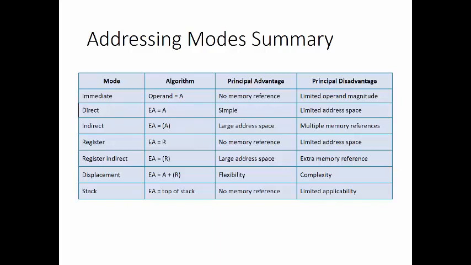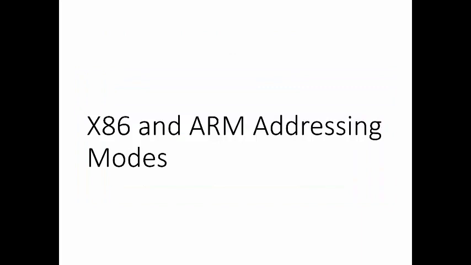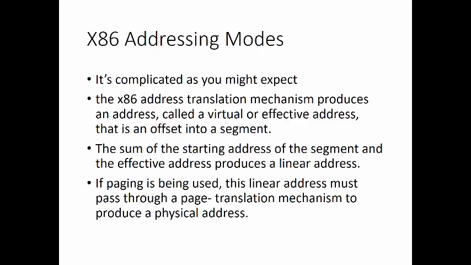So with that in mind, let's look at x86 and ARM addressing modes, and this corresponds to chapter 10.2. And as you might surmise, it gets a bit detailed. I'm going to try to keep it as straightforward as possible for you. So x86 addressing modes, it's complicated, as you might expect. The x86 address translation mechanism produces an address called a virtual or effective address that is an offset into a segment. The sum of the starting address of the segment and the effective address produces a linear address. If you're using paging, this linear address must pass through a page translation mechanism to produce a physical address.